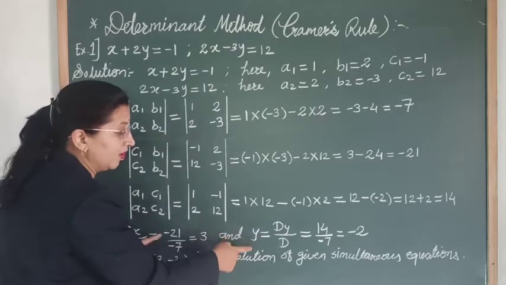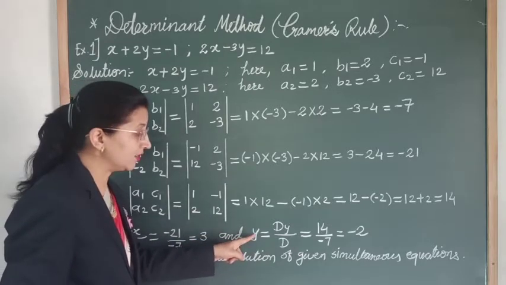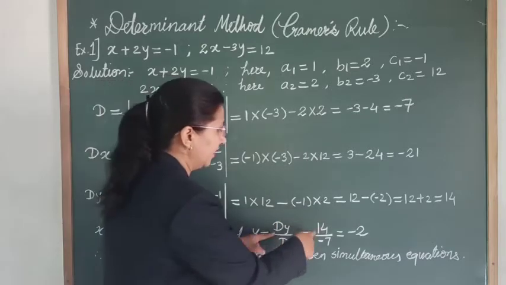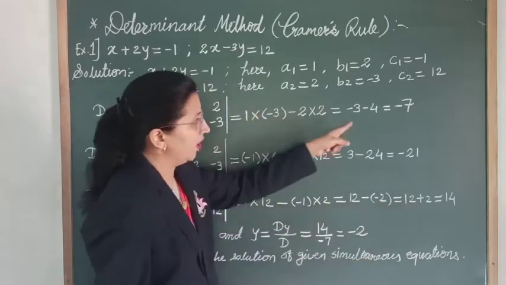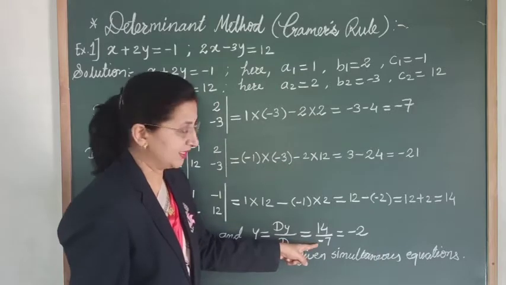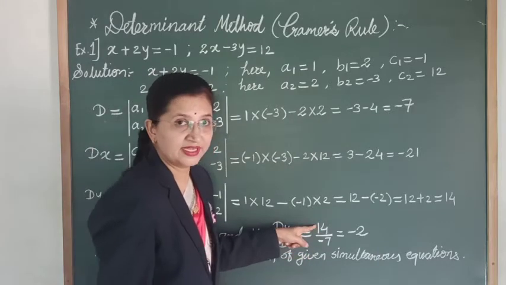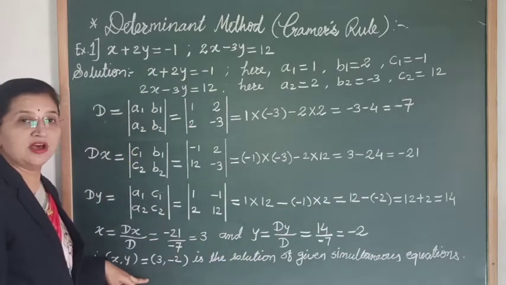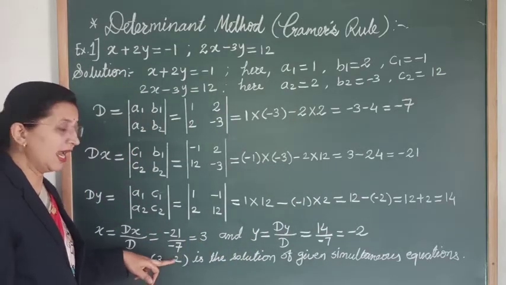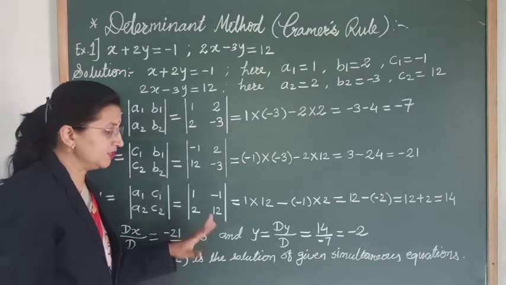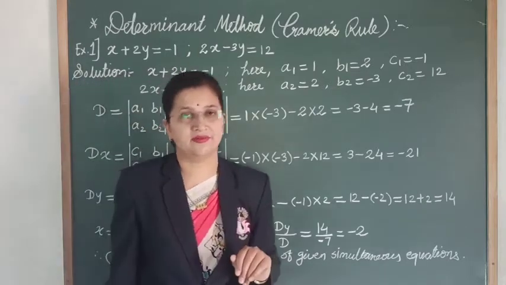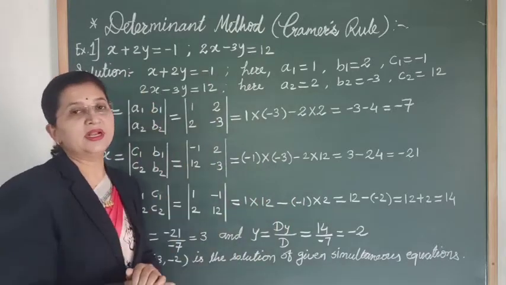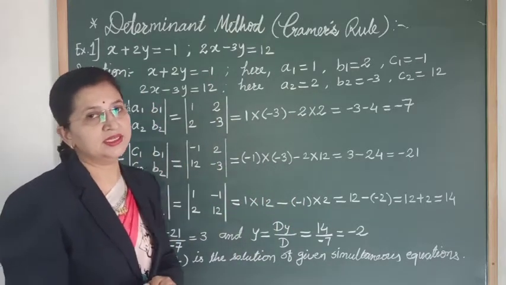Okay, and to get the value of y, we have the formula y is equal to dy upon d. So what is the value of dy? That is 14 upon d, which is negative 7. So 7 1s are 7, 7 2s are 14, that is negative 2. So in this way we got the values of x and y, that is 3 and negative 2 is the solution of the given simultaneous equations. So dear students, in this way we can solve the simultaneous equations by the determinant method.